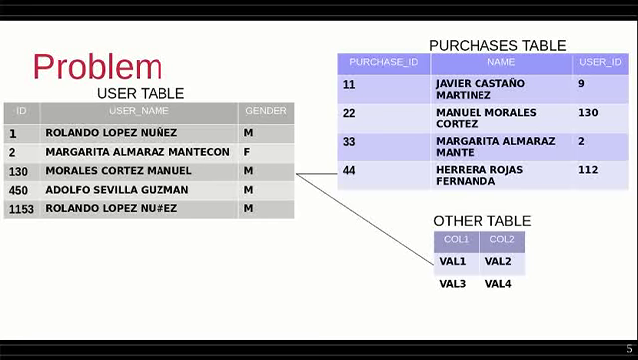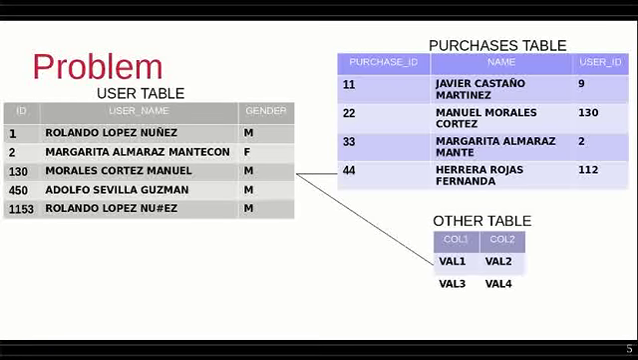Here I show a hypothetical case of a relational database with some tables, like the users table that contains attributes like the ID, the username, and gender. The other table is the purchases table. It contains the purchase ID, the username, and the user ID. This ID is a foreign key to the users table. And in the database there are more tables with which they are related.